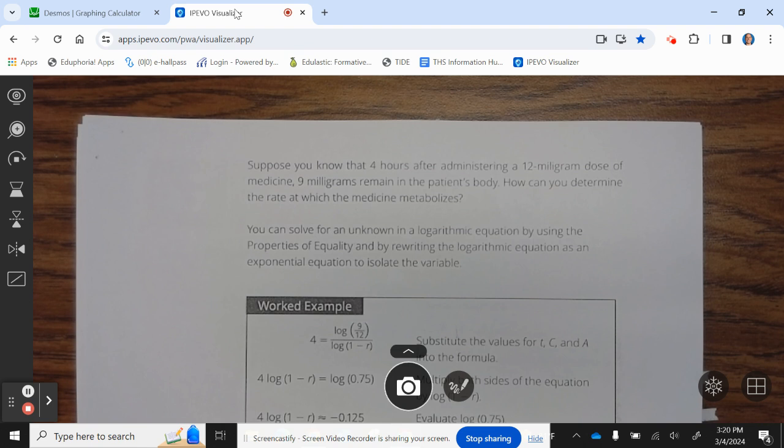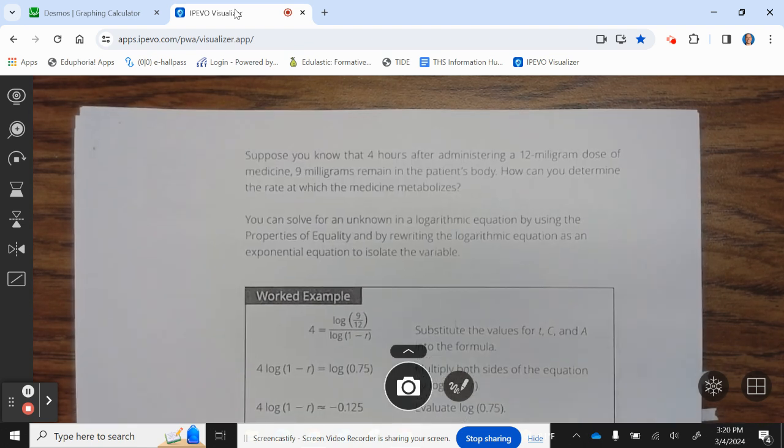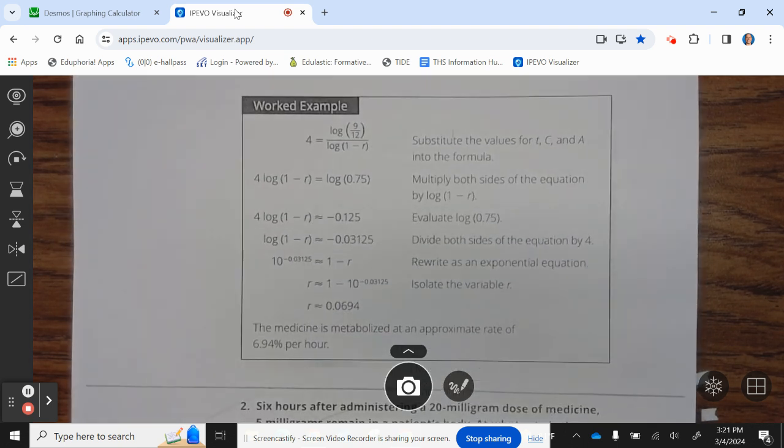Suppose you know that 4 hours after administering a 12 milligram dose of medicine, 9 milligrams remain in the patient's body. How can you determine the rate at which the medicine metabolizes? You can solve for an unknown in the logarithmic equation by using the properties of equality and by rewriting the logarithmic equation as the exponential equation to isolate the variable. Go ahead and read over the worked example.